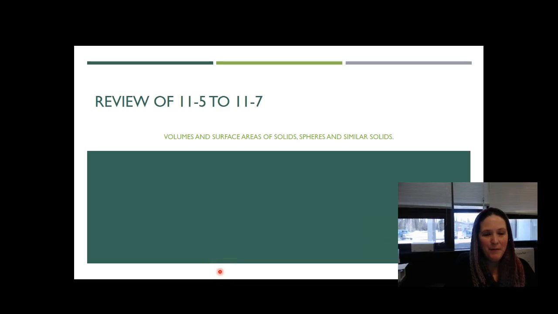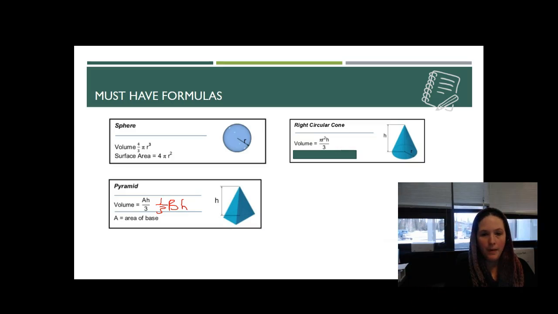So our review today is for 11.5 to 11.7. This covers volumes and surface areas of solids, spheres, and then also our similar solids theorems. These are some must-have formulas that you absolutely should have written in your notes. You should have the volume and the surface area of a sphere in your notes. You should also have the volume formula for a pyramid, and you should also have the volume formula for a right circular cone or a cone.